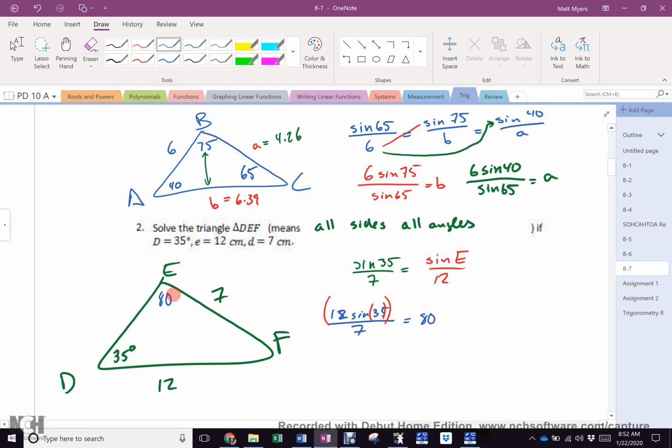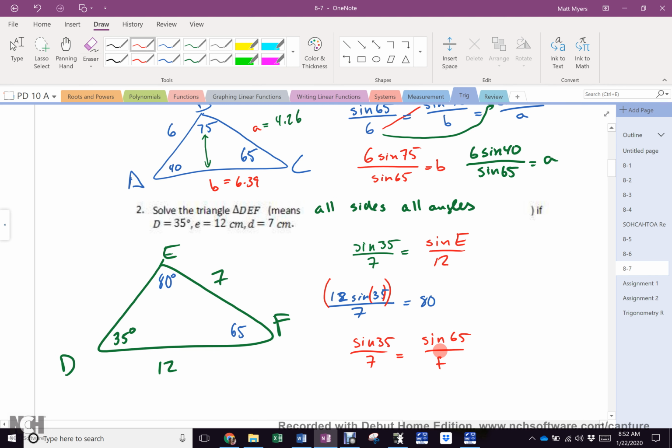Once you know that this is 80, do you now automatically know what this is? Well, you would if you could do subtraction in your head. What is it? 65. Once I know sine F, what can I do? Sine 35 over 7 equals sine 65 over little f. And then I do that work. 7 sine 65 divided by sine 35 equals little f. And what is it? You're going to find, what is it? 11.1. And then we're going to check.